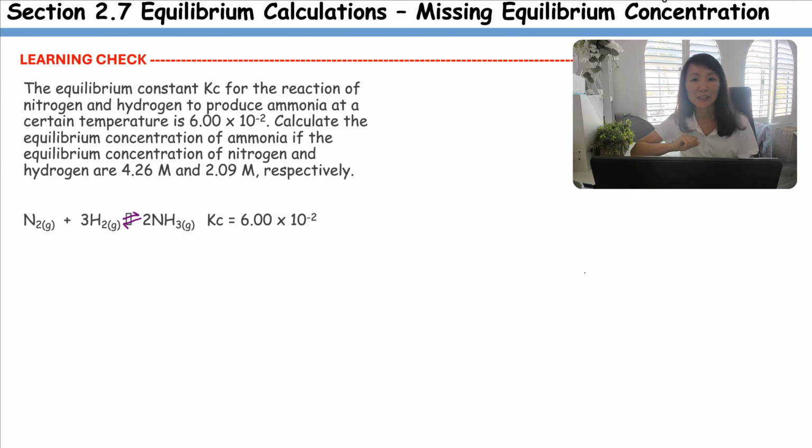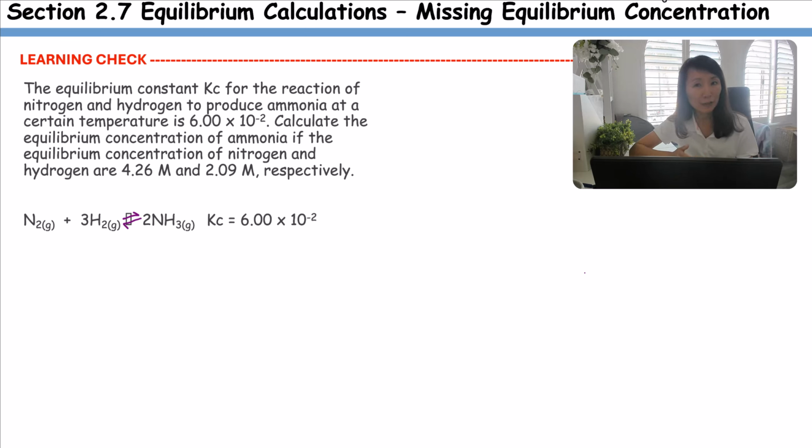So let's do a learning check based on what we have covered so far. Here, the equilibrium constant Kc for the reaction of nitrogen and hydrogen to provide ammonia at a certain temperature is 6.00 times 10 to the negative 2. Calculate the equilibrium concentration of ammonia, which is NH3, if the equilibrium concentrations of nitrogen and hydrogen are 4.26 and 2.09 respectively. As you can see, this particular learning check is very similar to the example.